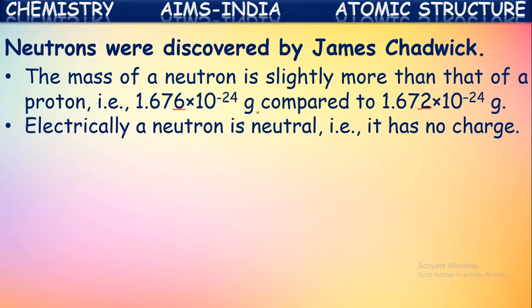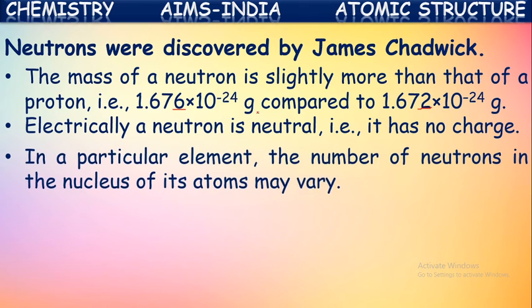Electrically, a neutron is neutral. That means it has no charge. Neutrons are chargeless particles, electrically neutral particles, whereas electrons have negative charge and protons have positive charge, but neutrons are electrically neutral particles. They do not possess any charge.